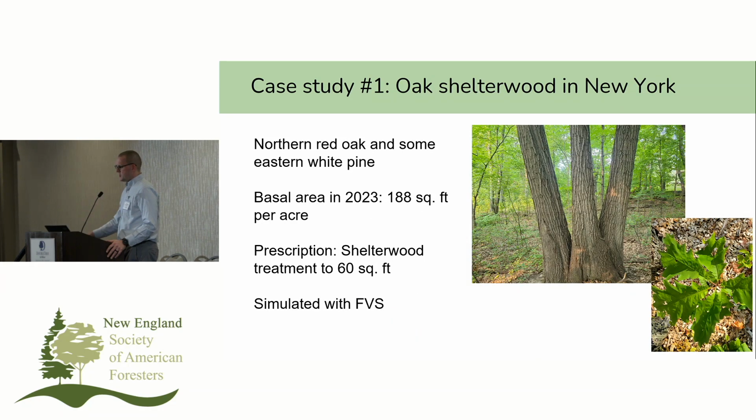So I'm going to transition a little bit to a couple of case studies that talk about the importance of understanding carbon as it relates to wood products with forest management. This is just one example, an oak shelterwood in New York. We've got oak and pine, northern red oak, eastern white pine. The basal area last year was 188 square feet. In our prescription, we're going to do a shelterwood treatment to 60 square feet, and then we're going to simulate this in FVS to see what comes out on the other end.